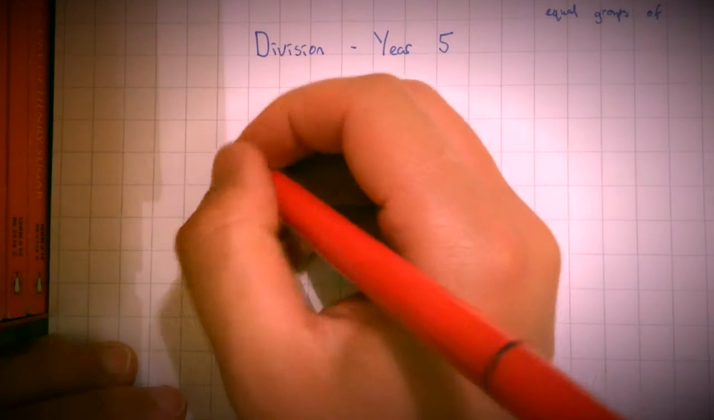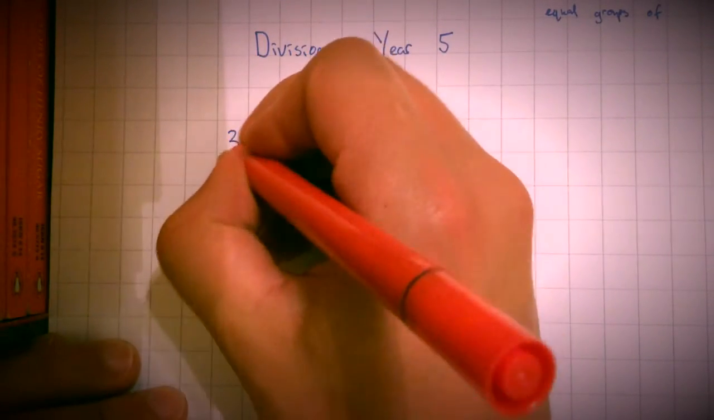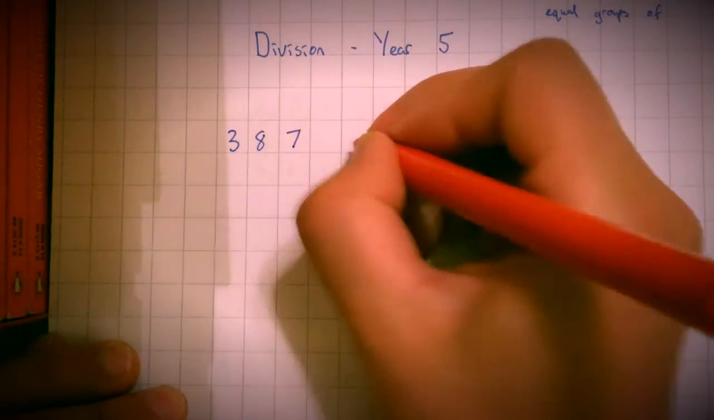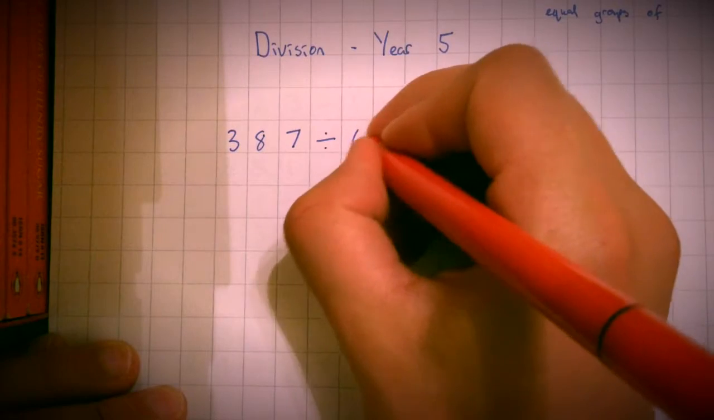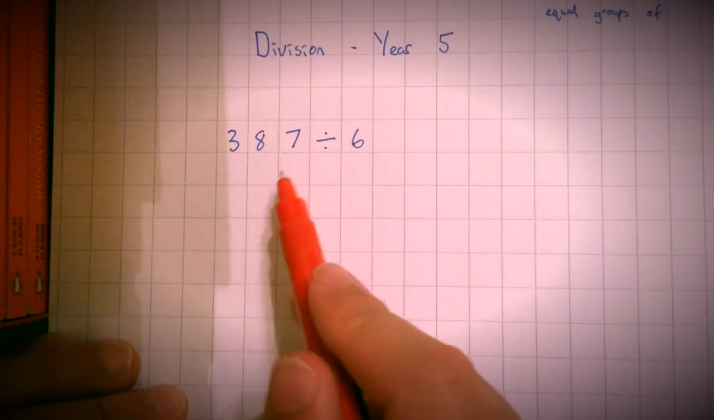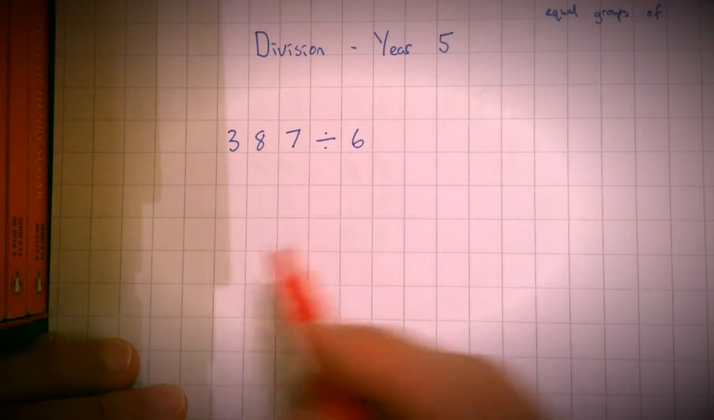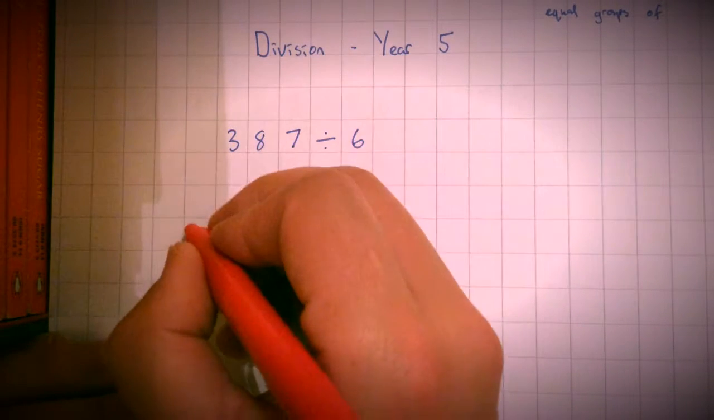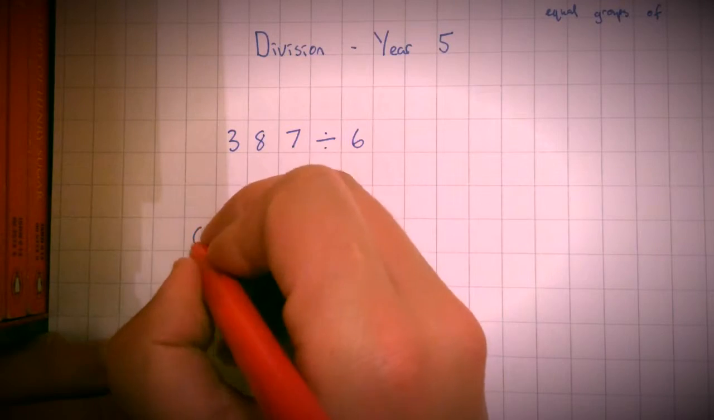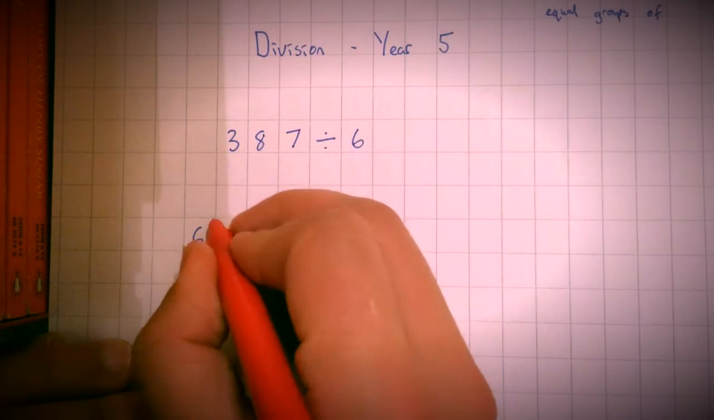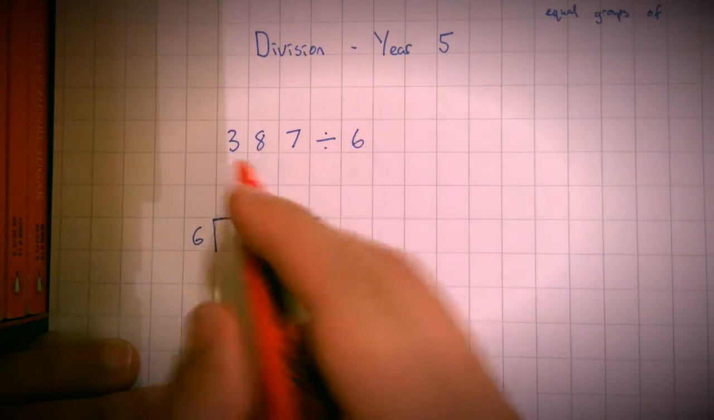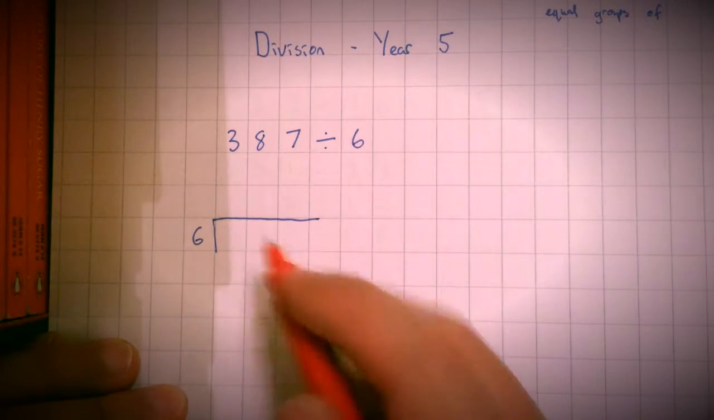If we had a question, say 387 divided by 6. So we're saying, well, if we had 387 things and we split them into 6 equal groups, how many would be in each group? So the first thing we do is we write 6, and then I draw something that I call the hut, and we put the larger number into there.